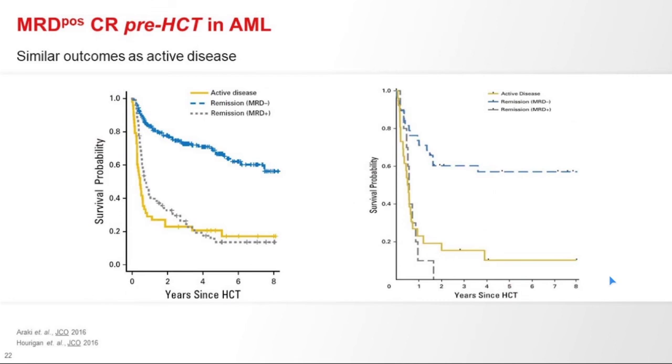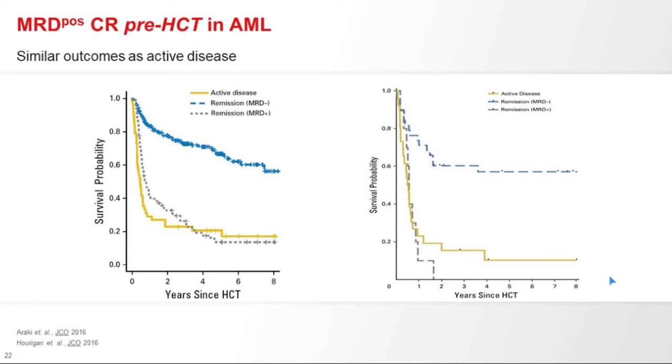And surprisingly, it's really bad even after a full transplant, where you would think that you might be able to overcome small amounts of MRD with an ablative transplant, but it's actually pretty difficult to overcome. These are two different studies, and what it shows is that if you have active disease, that means greater than 5% blasts, your survival is equally dismal as if you're in remission with MRD. So the only group that does well are remissions without MRD. That's true in chemotherapy, and it's surprisingly even true in transplant.